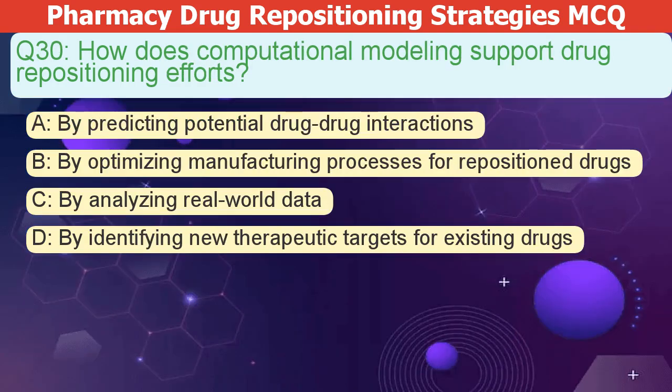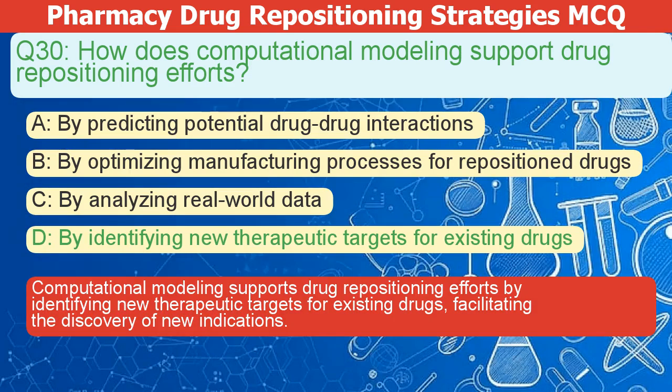How does computational modeling support drug repositioning efforts? A. By predicting potential drug-drug interactions. B. By optimizing manufacturing processes for repositioned drugs. C. By analyzing real-world data. D. By identifying new therapeutic targets for existing drugs. The correct answer is D. Computational modeling supports drug repositioning efforts by identifying new therapeutic targets for existing drugs, facilitating the discovery of new indications.